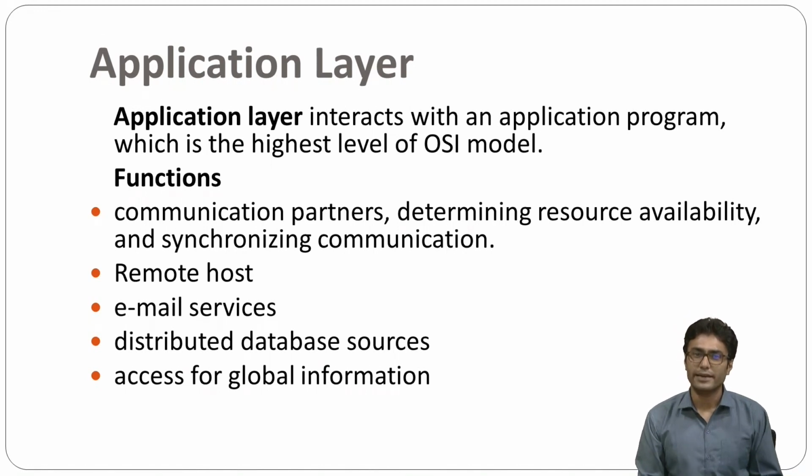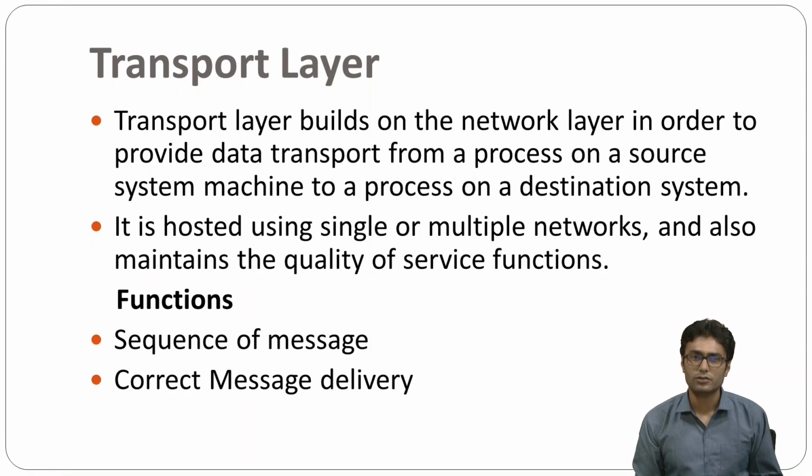Then next one is transport layer. So transport layer builds on the network layer in order to provide data transport from a process on a source system machine to a process on a destination system. So it is hosted using single or multiple networks and also maintains the quality of service functions. So it determines how much data should be sent, where and at what rate.